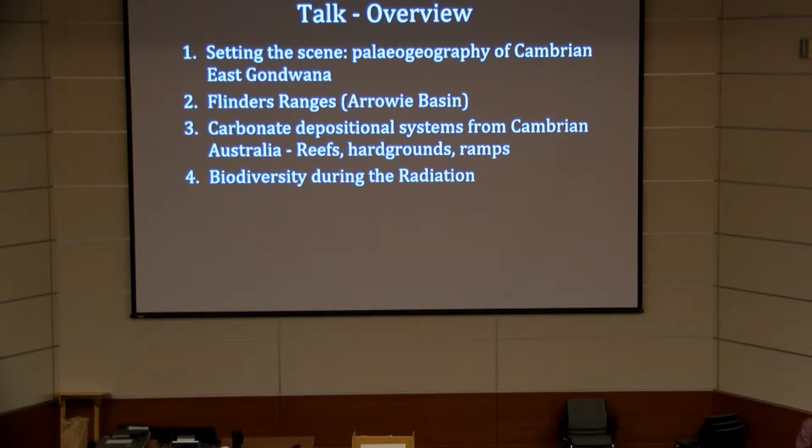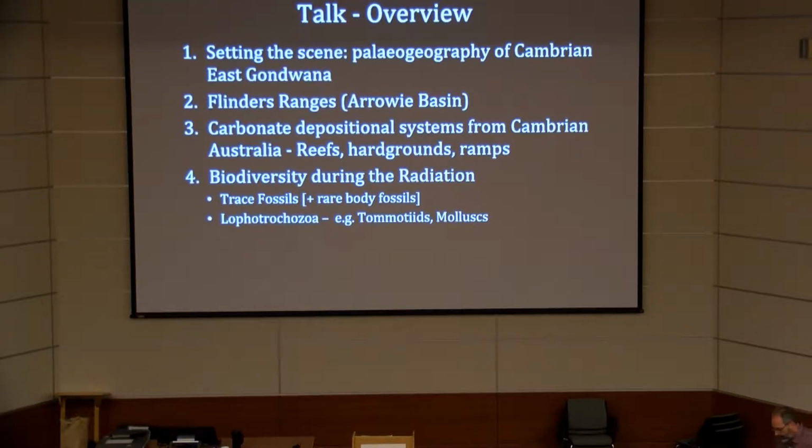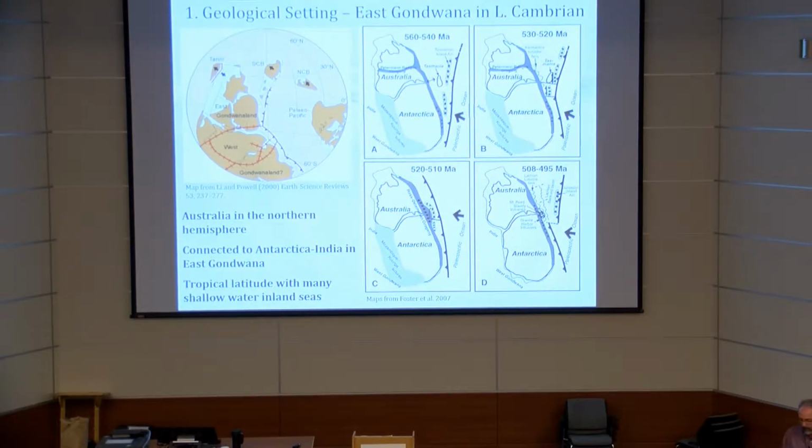I could spend the whole talk going through depositional systems that occur in the Australian successions, but I'll just introduce them very briefly. And then I'll go through some of the biodiversity, introduce you to some of the trace fossils briefly at the base of the Cambrian, and a selection of Lophotrochozoans and ecdysozoans that we've been describing and reporting over the last few years. So let's set the scene.